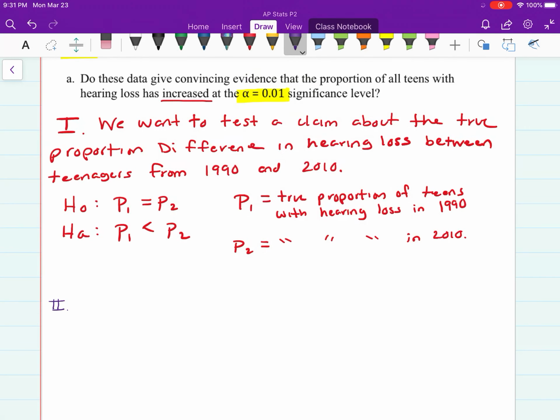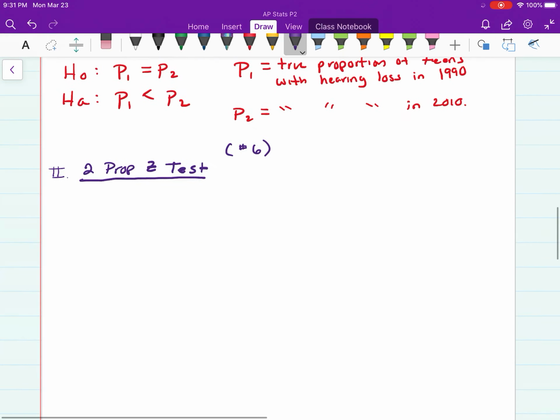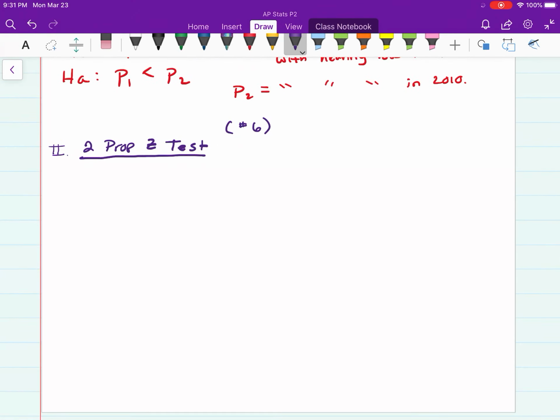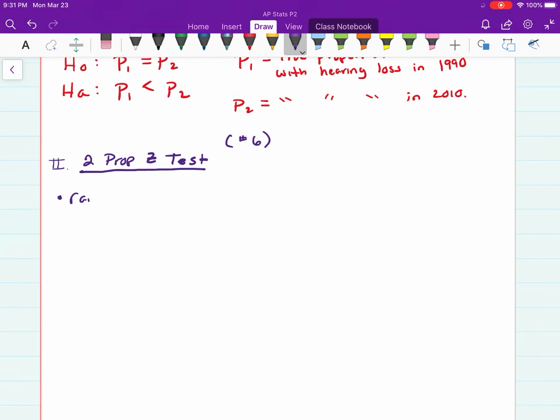Step 2, I'm going to check our conditions. But before we do that, we're going to state our procedure. This is a 2 proportion z-test. And for those of you with the luxury of having a graphing calculator, when you go to stat and tests, this is number 6. So it says in the problem that we already have random samples, so we're good to go with that.